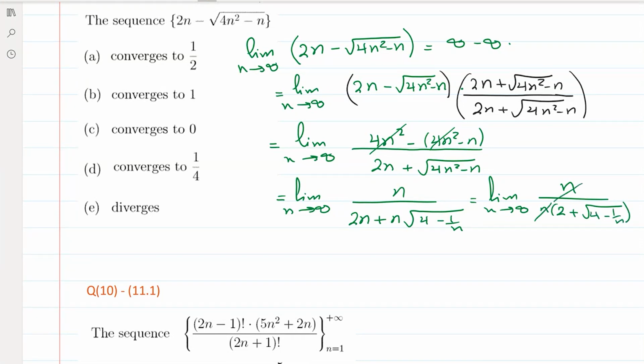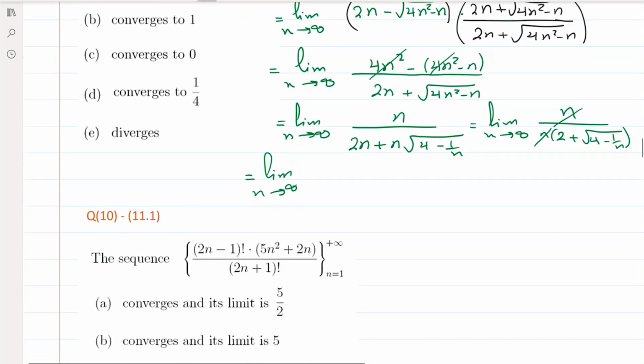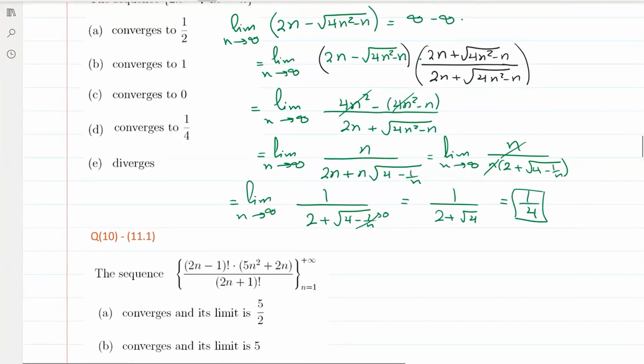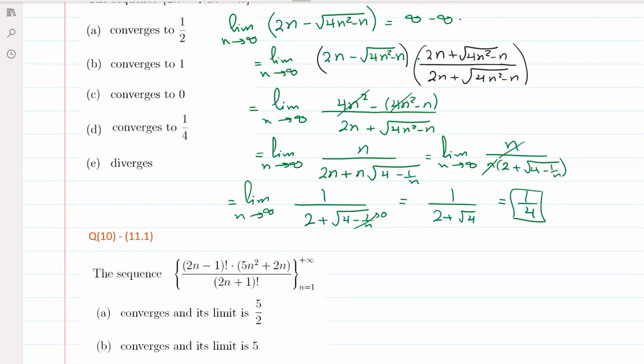N with n simplified. So your question becomes: limit as n goes to infinity of 1 over 2 plus root 4 minus 1 over n, minus 1 over n. As n goes to infinity, 1 over n becomes 0, and this becomes 1 over 2 plus root 4. So the answer is 1 over 4. You just take the limit as n goes to infinity and see what happens. So the answer is D.